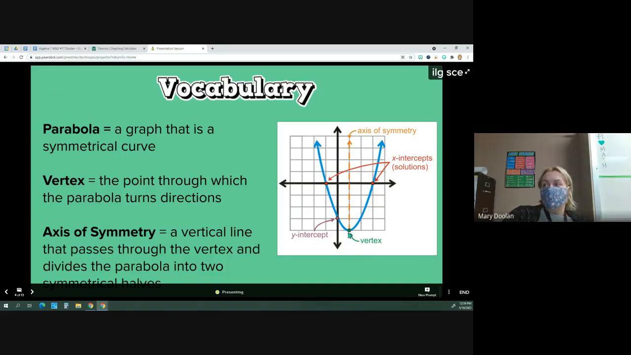And this vertex can be the minima or the maxima, the minimum or the maximum, depending on what you're looking at. Here, this is a minimum because it is the lowest point of this parabola. It's a minimum or minima.